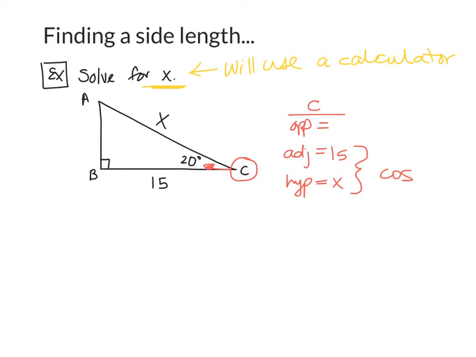So I'm going to set up myself an equation. This is going to say cosine of this angle, 20 degrees, because see, I know that C is 20 degrees now, okay? And you can even label that up here if you want to, that C is 20 degrees. Cosine of 20 degrees equals adjacent, 15, over x.